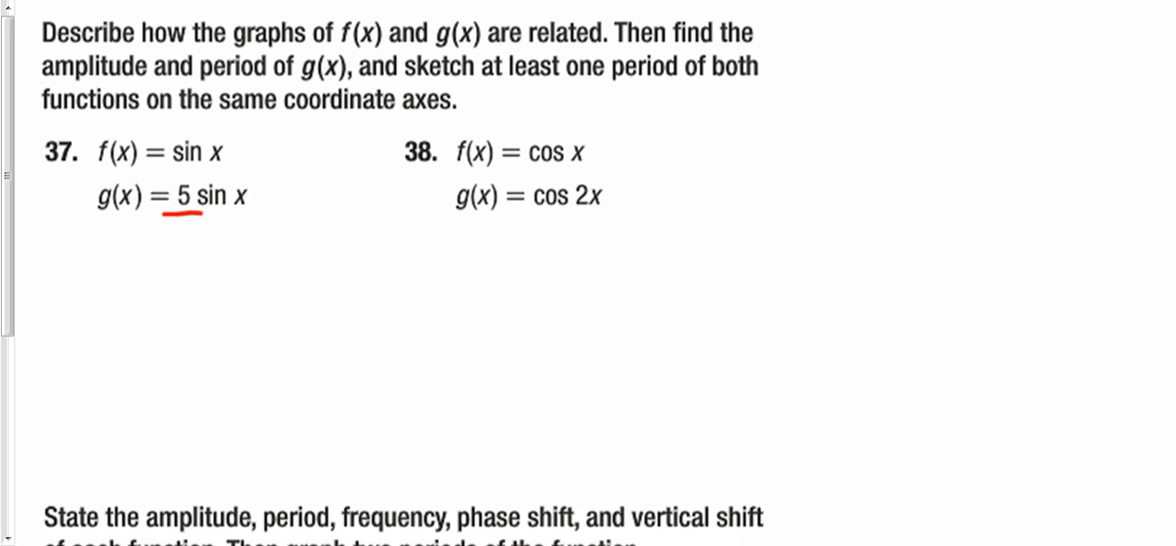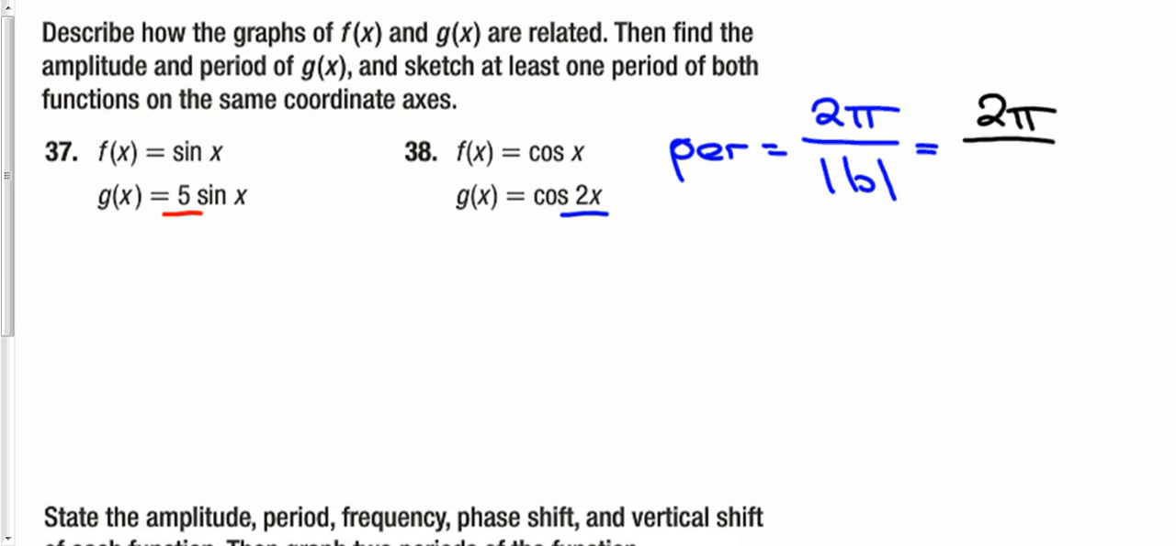Now for 38, for this cosine, the 2 inside changes the period. So the period is going to equal 2 pi over the absolute value of b. So this is going to be 2 pi over 2. So my period is going to be pi. That means that the cosine will finish one complete graph every pi.